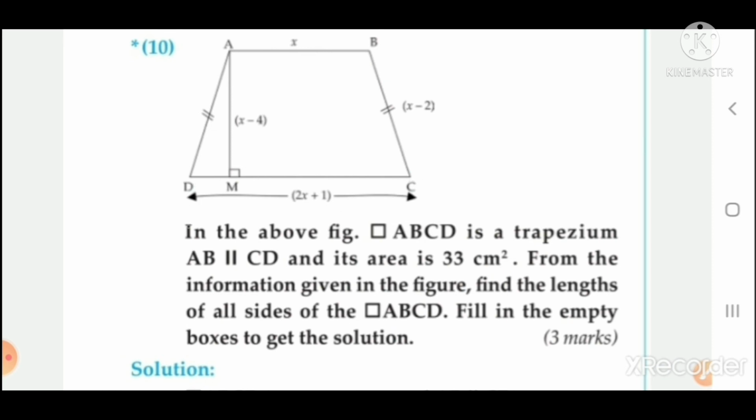So what is AD? AD and BC are parallel, no? If BC is x minus 2, then AD will also be x minus 2, both are parallel. Fill in the empty boxes to get the solution.